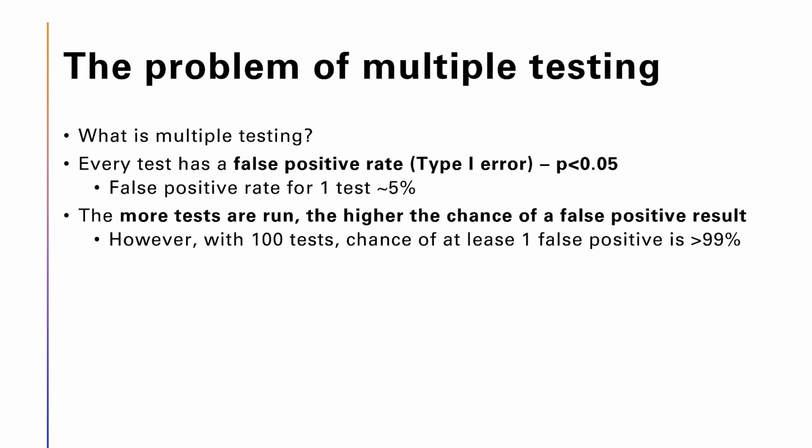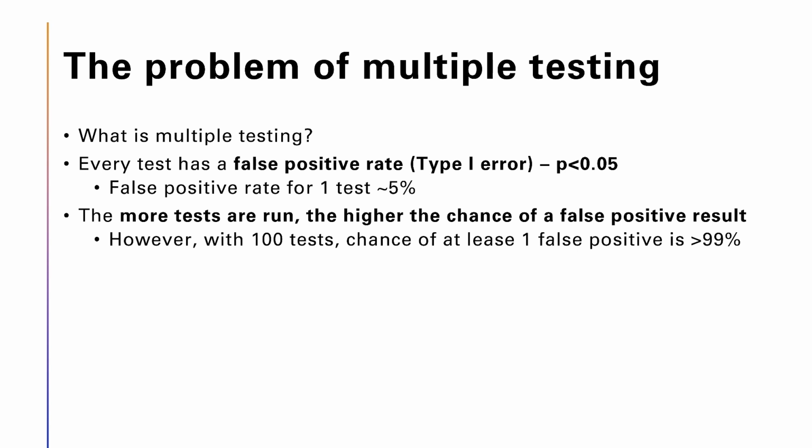And what's that? Every statistical test comes with a false positive rate, also known as type 1 error, where the researcher concludes that there is a significant effect when in reality the effect does not exist. Because the conventional threshold for statistical significance is set at p less than 0.05, the false positive rate for a statistical test in medical literature is around 5%. While this might seem low, when many tests are run, the chance of a false positive result actually increases.